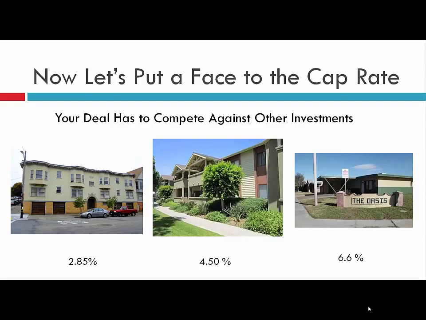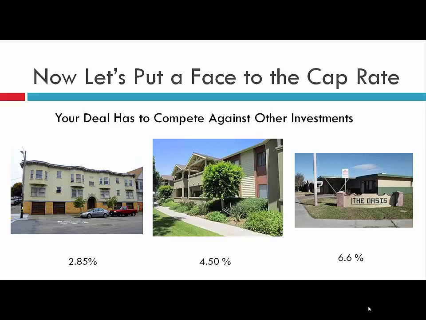And then the property way on the right is a C-class property. It's older. It's 1970s. Look at it. It's tired. It has flat roofs. These are the styles built in the 50s out in the desert. And this particular cap rate is trading at 6.6%. So these are the cap rates and the style of property that are going to compete against those bonds you're in competition with. So that's how we as investors use the cap rate to help other investors who are looking to put money into our property understand the value of our deal. Okay, does that make sense to you?